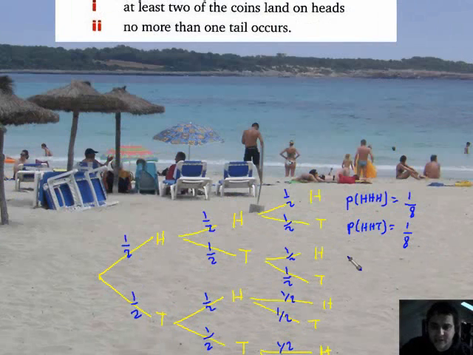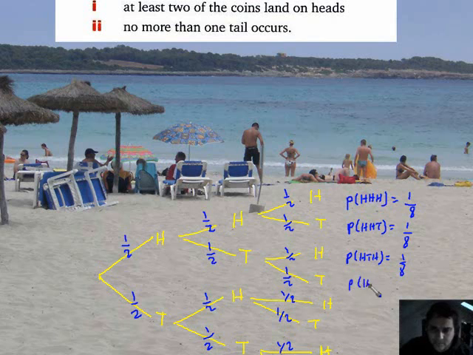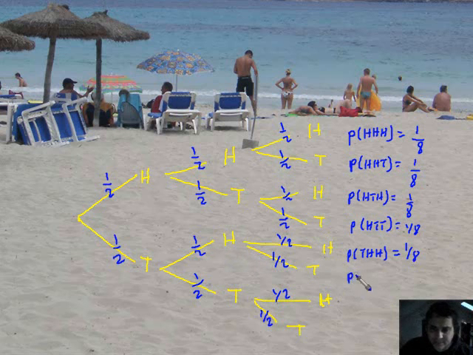Next one, HTH, 1/8. Next one, HTT, 1/8. Next one, THH, 1/8. Next one, THT, 1/8. Next one, TTH, 1/8. And finally, all tails, TTT, 1/8.